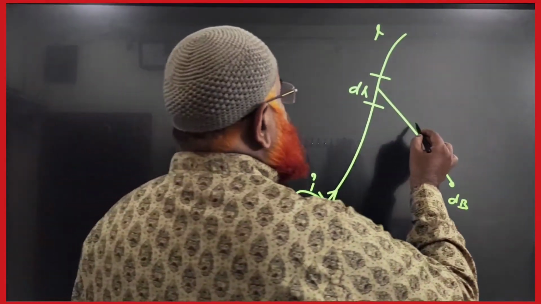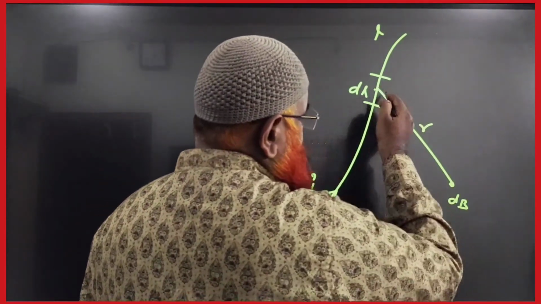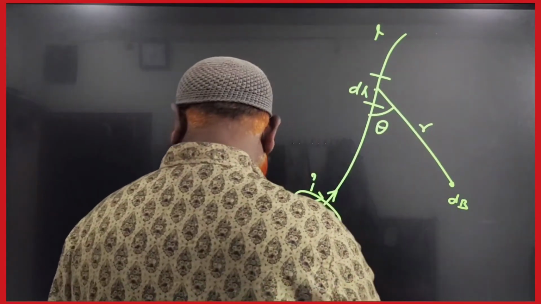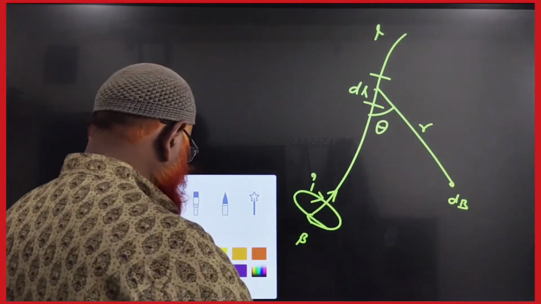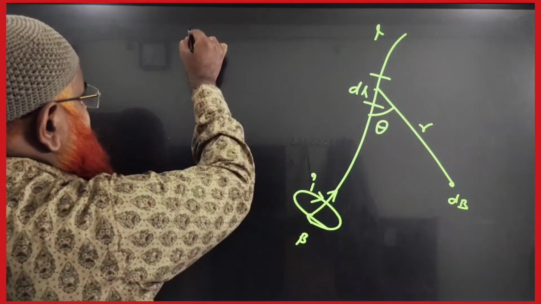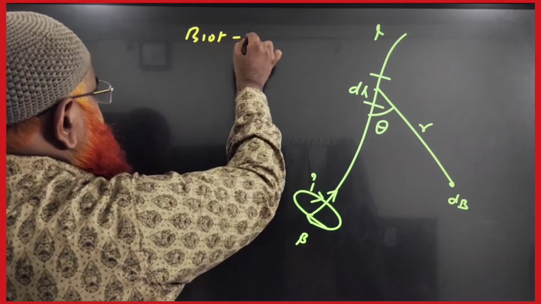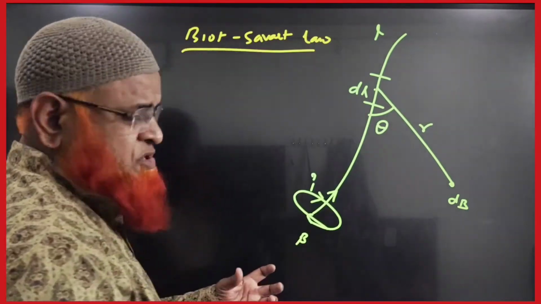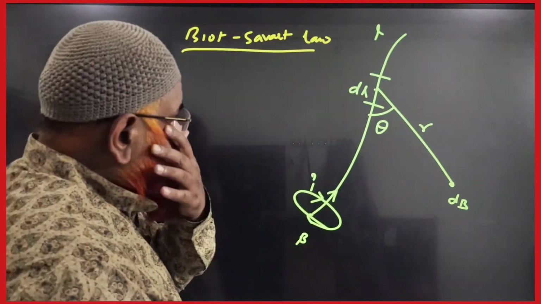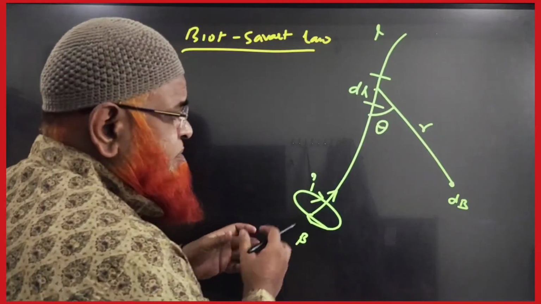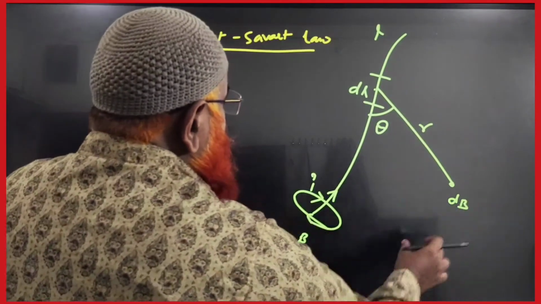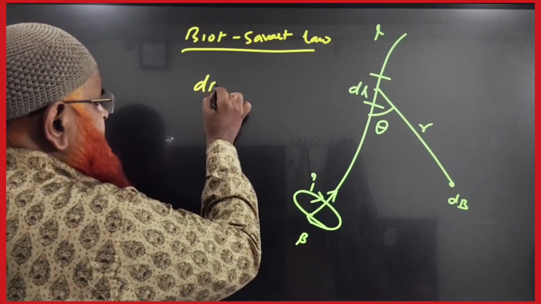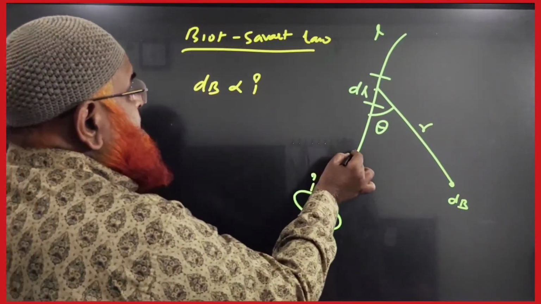Here, let us imagine this is the radius. The distance from here to here is r, and the angle is taken as theta. This is said to be the Biot-Savart law, described by two scientists. Whenever current passes through the wire, a magnetic field is developed around the wire, and that magnetic field dB, because of the small part dl, is directly proportional to the current passing through the wire.